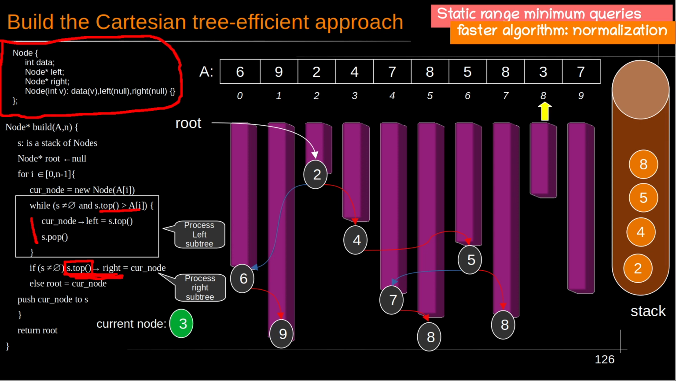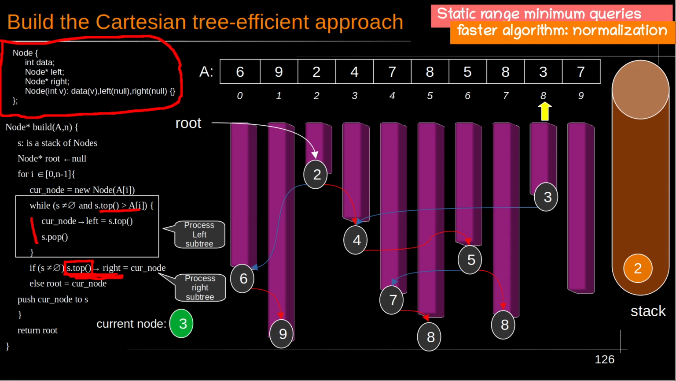We go to 3 now. We check if 8 is greater than 3. The answer is yes. So we will process the left subtree. So we can say now that the left subtree of 3, the current node, will be 8, the top of the stack, for now. And we pop 8 from the stack. And we check for 5. Is 5 greater than 3? The answer is yes. So we can say that the left subtree of 3 is 5. And we pop 5 from the stack. Is 4 greater than 3? The answer is yes. So the left subtree of 3 is 4. We pop 4 from the stack. Is 2 greater than 3?